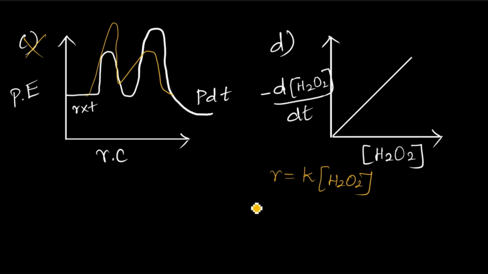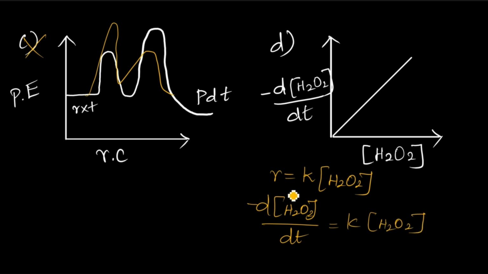They have given -d[H2O2]/dt equal to K[H2O2]. H2O2 is getting decreased, that's why I put minus. So compare it with y equals mx plus c, you will get a graph like a straight line graph. So which makes B and D as your right answer.